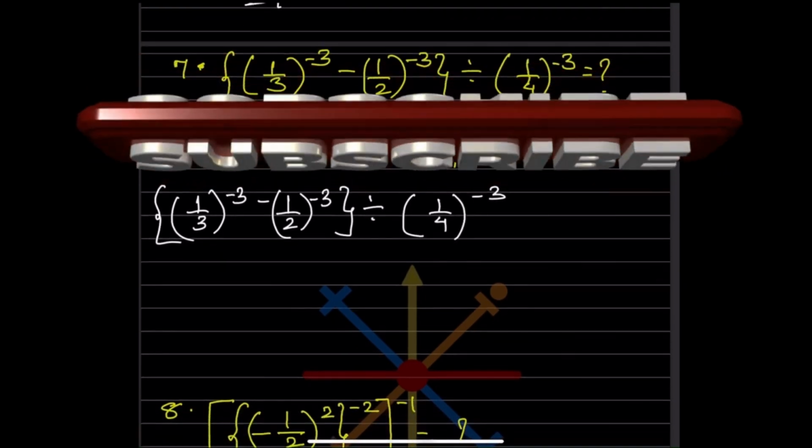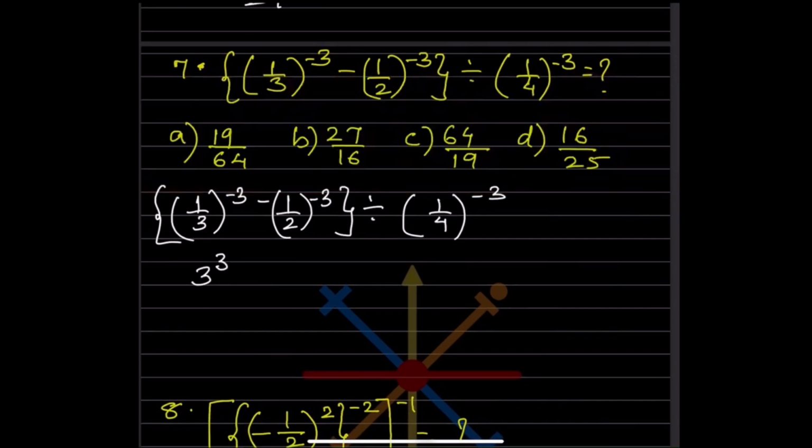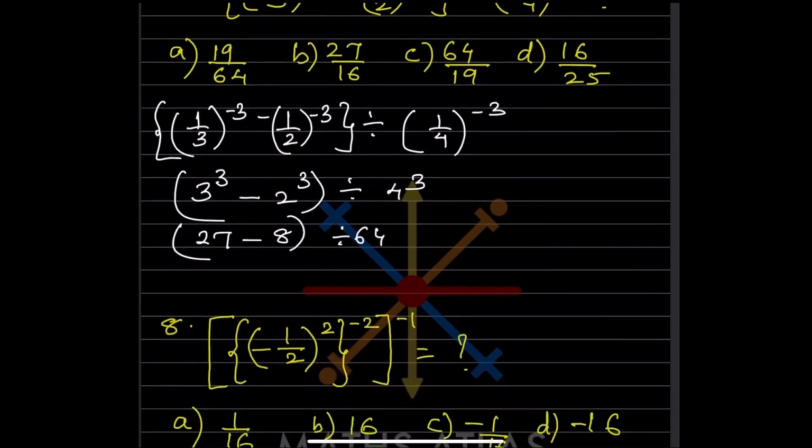So we can do one thing, we can write this as, because that is a negative exponent, 3 raised to 3, and this is going to be 2 raised to 3, and divided by here 4 raised to 3. So this will be 3 3s are 9, 9 3s are 27, and this is going to be 8. 2 cube is going to be 8, and divided by 64. So what will you get here? So this is going to be 19 divided by 64. So you can also write here 19 divided by 64, and which is the option is A.